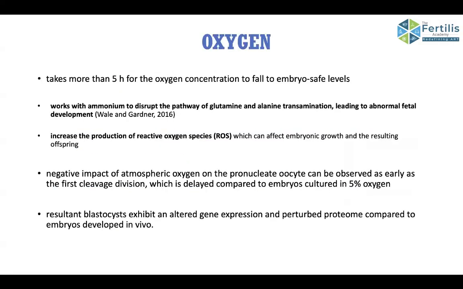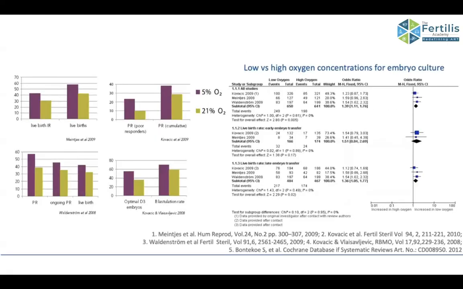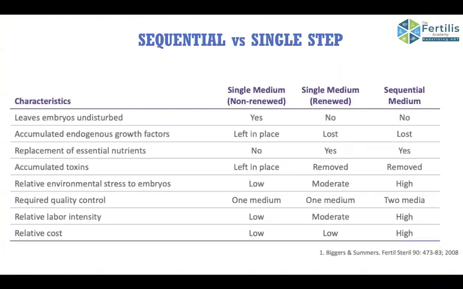We talk about low oxygen. Low oxygen is preferred, and it takes care of high ammonium levels, and also it takes care of the increase in ROS in the culture conditions. So this is a study which says that live birth rate, the ongoing pregnancy, implantation, blastulation, everything was found to be better in low oxygen compared to a normal oxygen incubator.